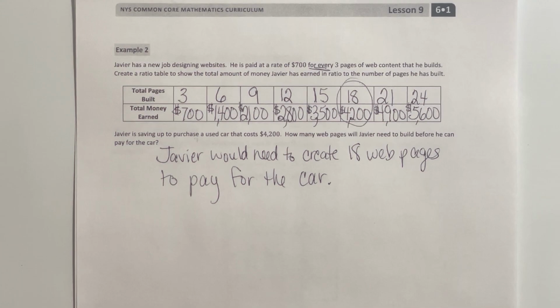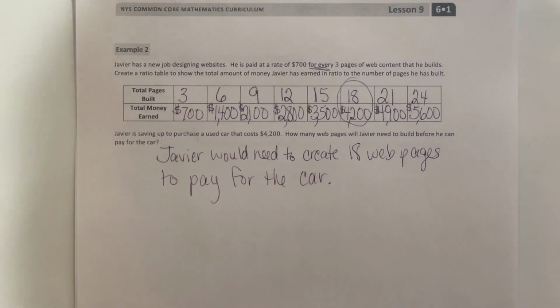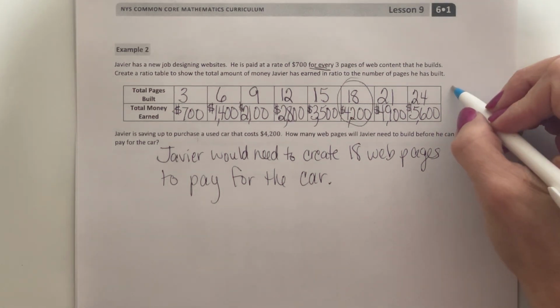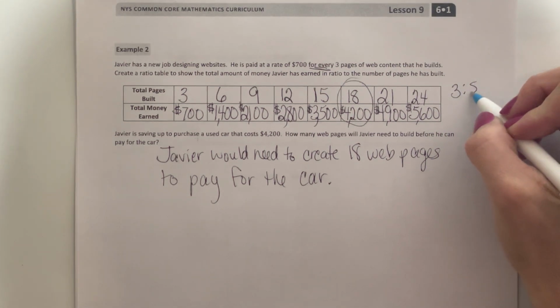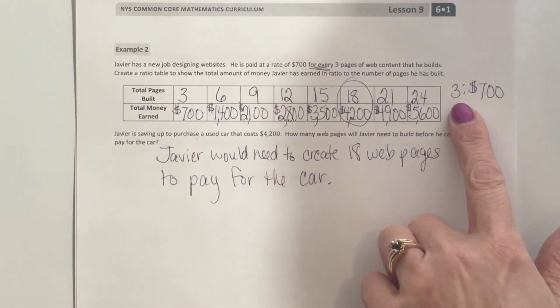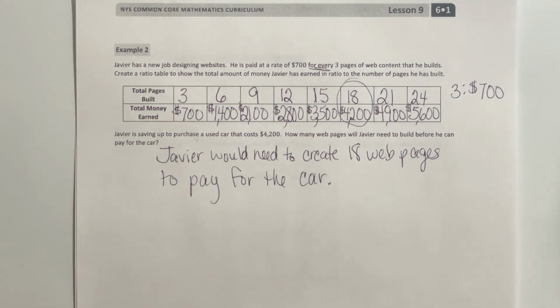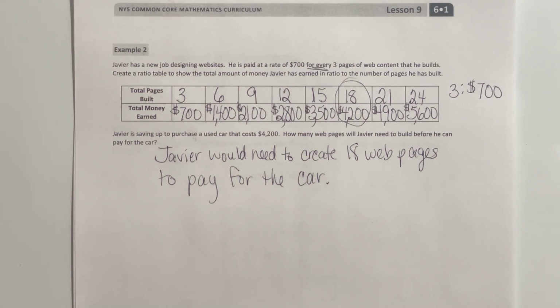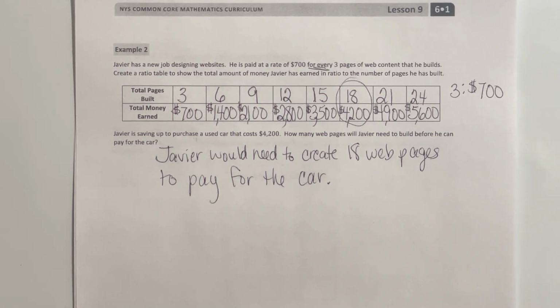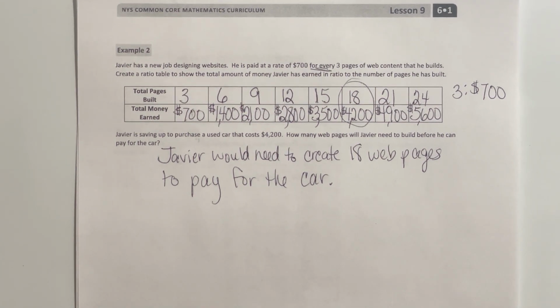All right, and if we go back to the beginning of this, remember we can always take a look at these as ratios. So we could write this ratio as 3 web pages for every $700, 3 to 700. All right. So those were our first 2 examples. Now let's take a look at this first exercise.